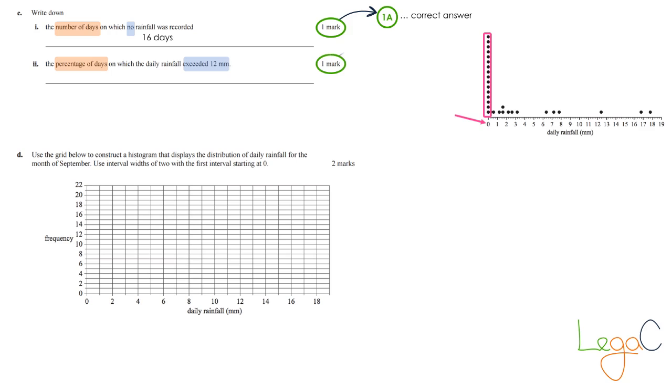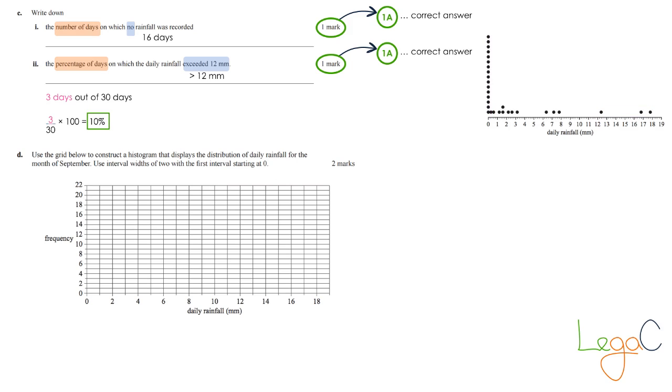In part CII, we are asked to calculate the percentage of days on which the daily rainfall exceeded 12 millimeters. This question is worth 1 mark, which is going to be an answer mark for the correct answer. Above 12 millimeters means greater than 12, so we look at the dot plot at 12 millimeters. Above 12 there are 3 dots, which means 3 days. 3 days out of the 30 days for the month, we can calculate 3 over 30 times 100, which equals 10%.